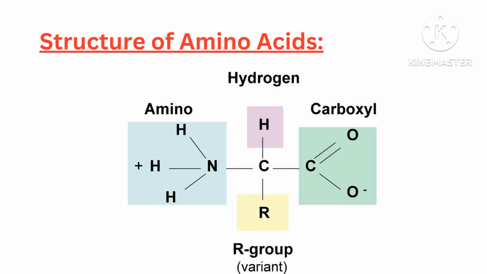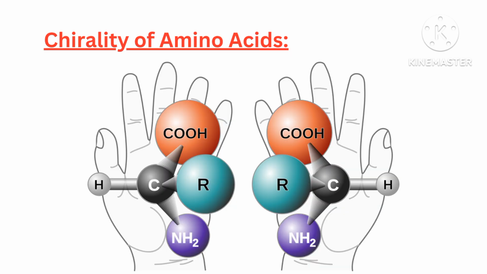H2N-CH(R)-COOH, where the alpha carbon is the central carbon atom to which all functional groups are attached. Amino group, NH2, is the basic functional group. Carboxyl group, COOH, is the acidic functional group. Hydrogen atom attached to the alpha carbon. Side chain, R group, unique to each amino acid, determines its chemical properties.